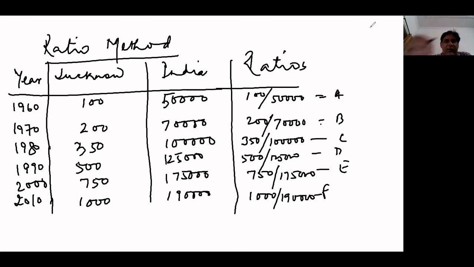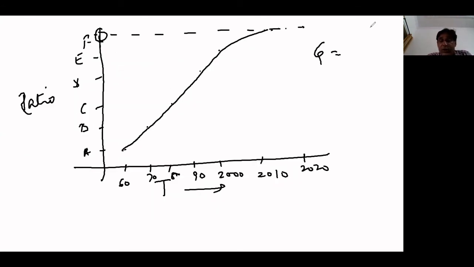A simple graph is plotted with the ratio and time. Time on the x-axis say and ratio on the y-axis. For different decades, the known ratio is plotted. And suppose the population for year 2020 is to be calculated for city Lucknow, then this graph is extended and the value is calculated here. What would be the ratio? Say the ratio is G.